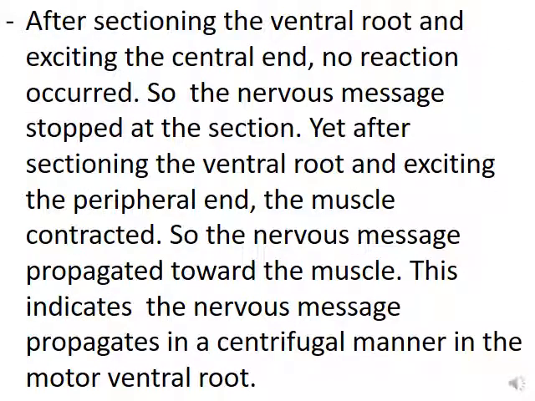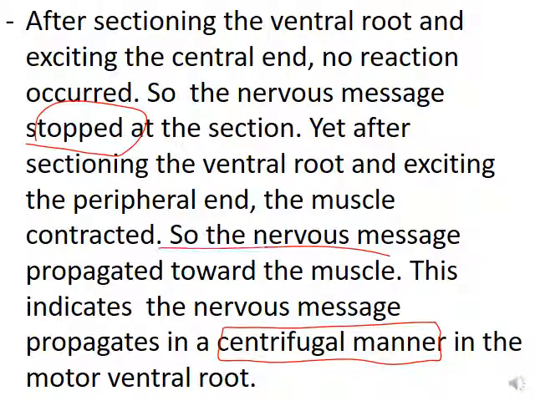Number 3: after sectioning the ventral root and exciting the central end, there is no reaction. So the nervous message stopped at this section. While after sectioning the ventral root and exciting the peripheral end, the muscle contracted. So the nervous message propagated toward the muscle. What does this indicate? This indicates that the nervous message propagates in a centrifugal manner in the motor ventral root, it moves toward the muscle.